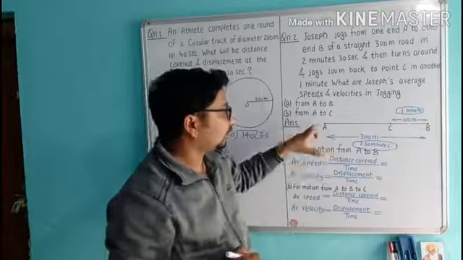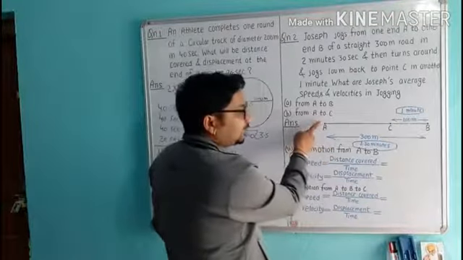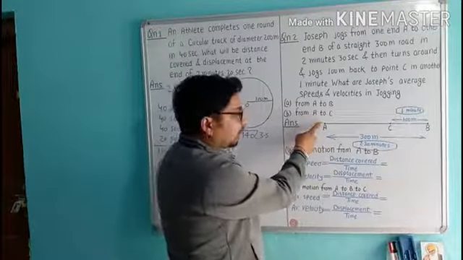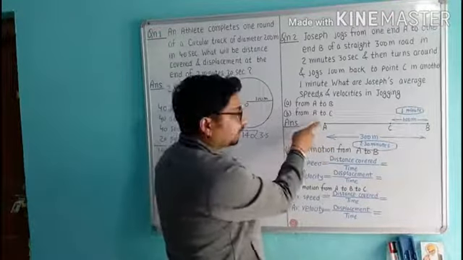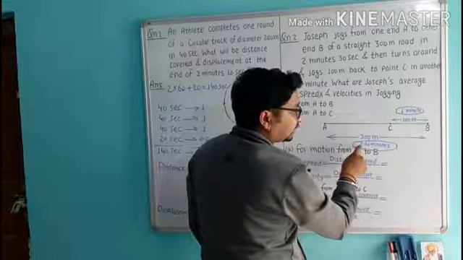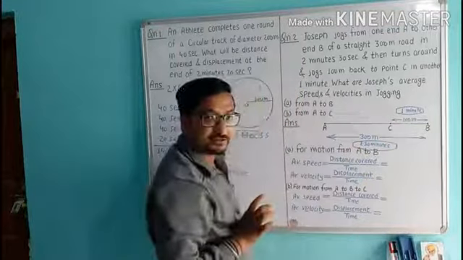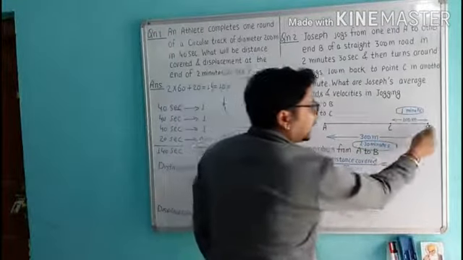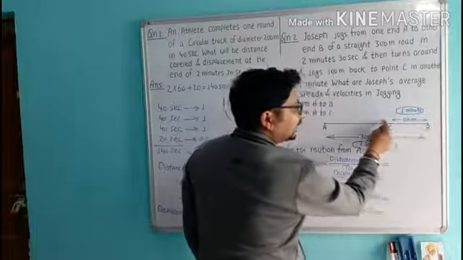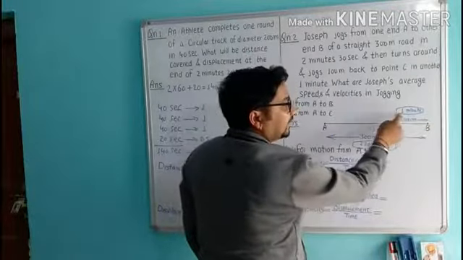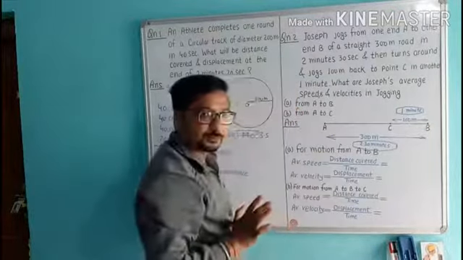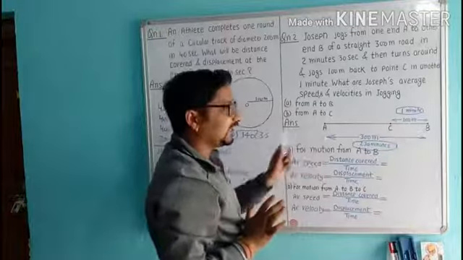So, Joseph starts jogging from A to B, straight road 300 meter, and takes 2 minutes 30 seconds, and returns back from B to C, 100 meter, and takes 1 minute. So this is the condition.